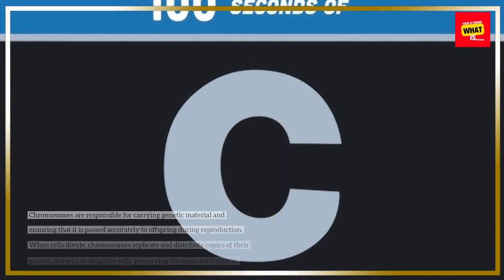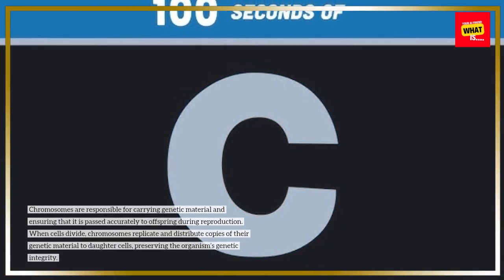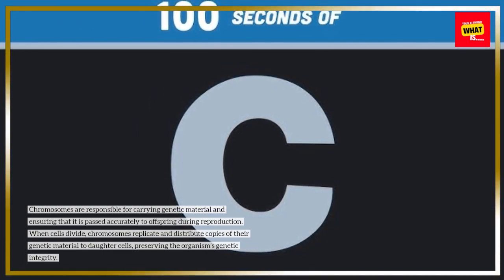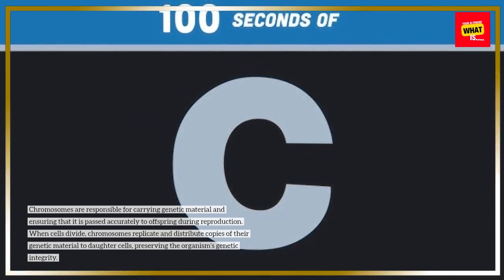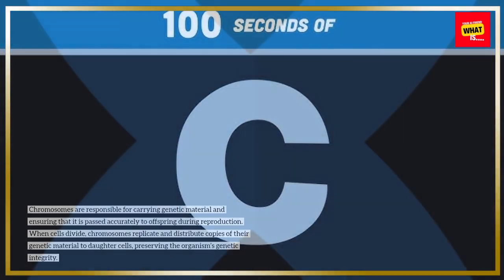Chromosomes carry genetic material. Chromosomes are responsible for carrying genetic material and ensuring that it is passed accurately to offspring during reproduction. When cells divide, chromosomes replicate and distribute copies of their genetic material to daughter cells, preserving the organism's genetic integrity.